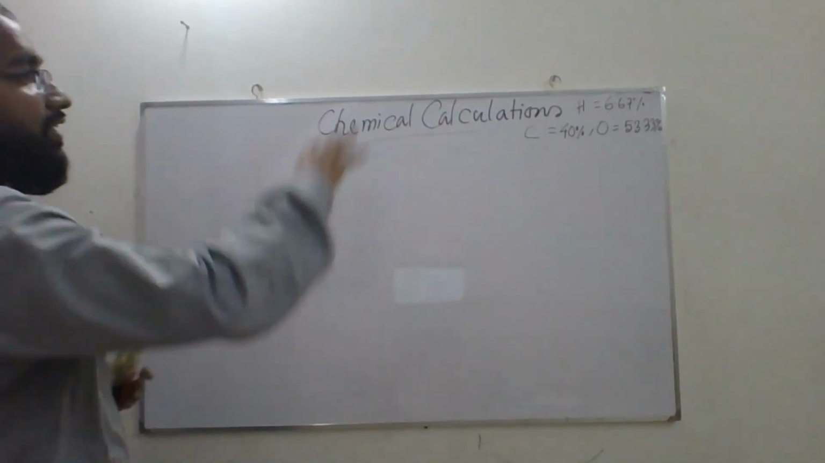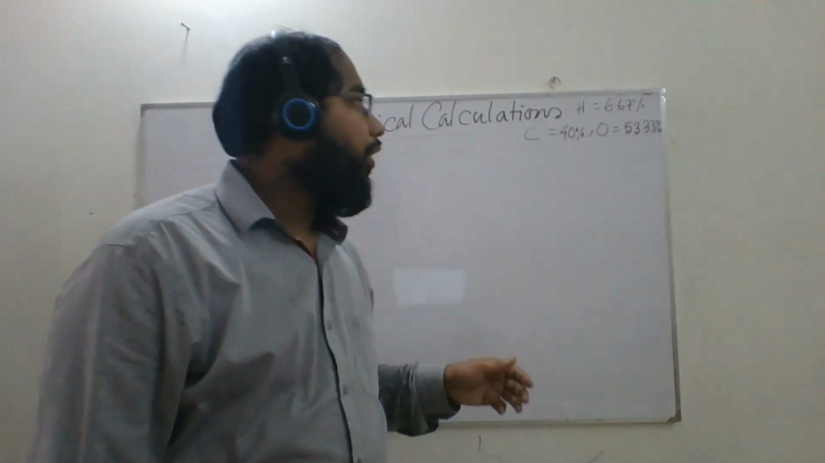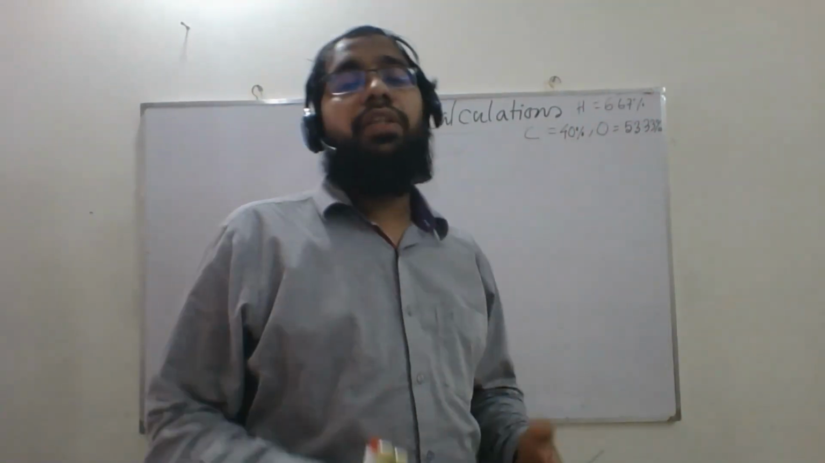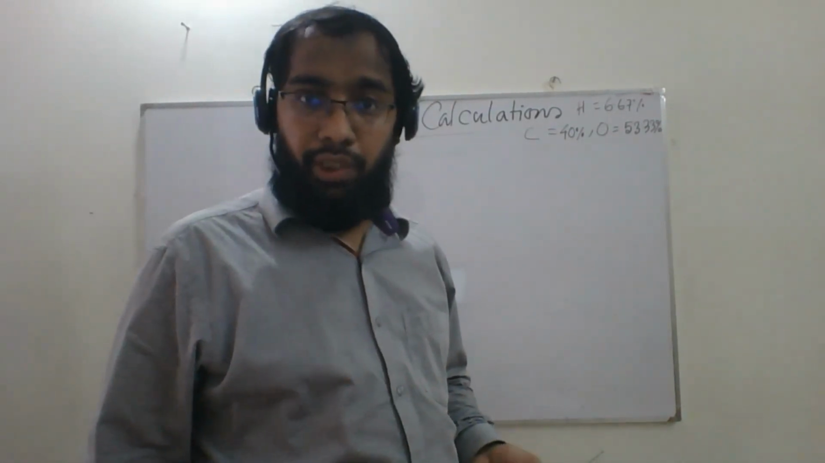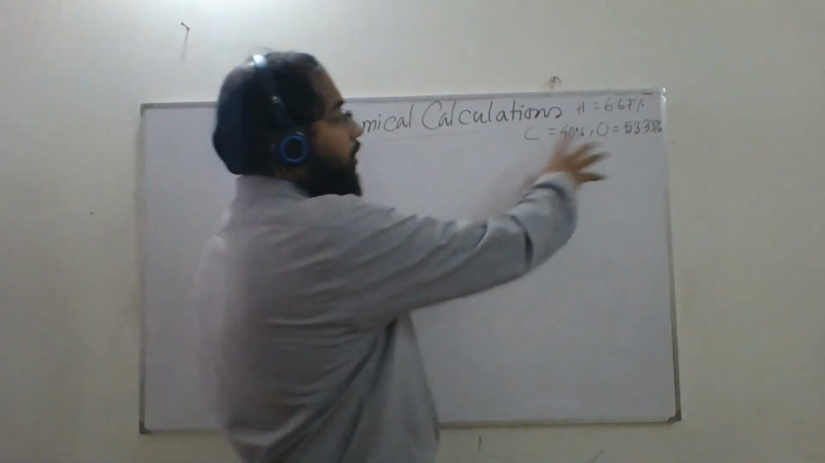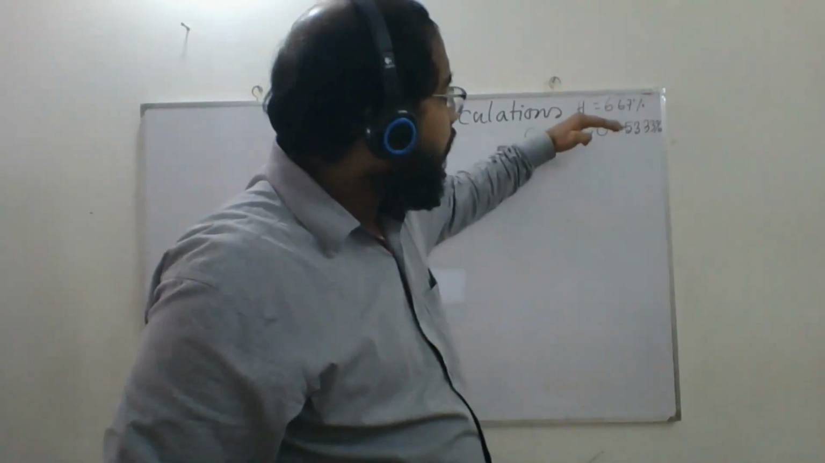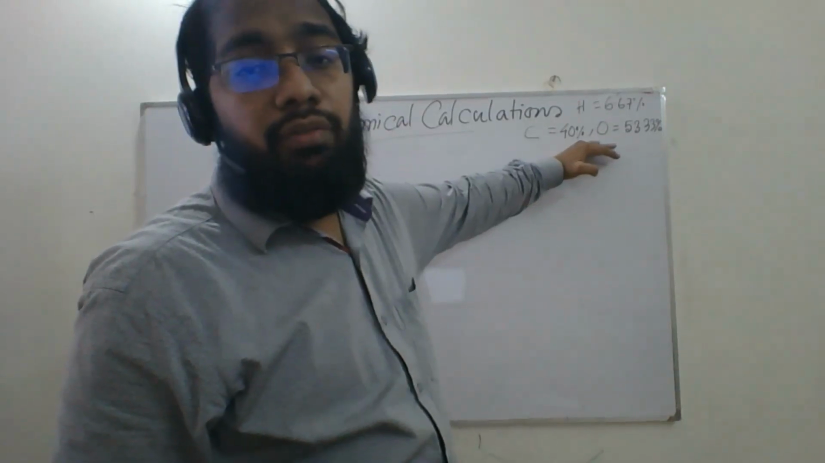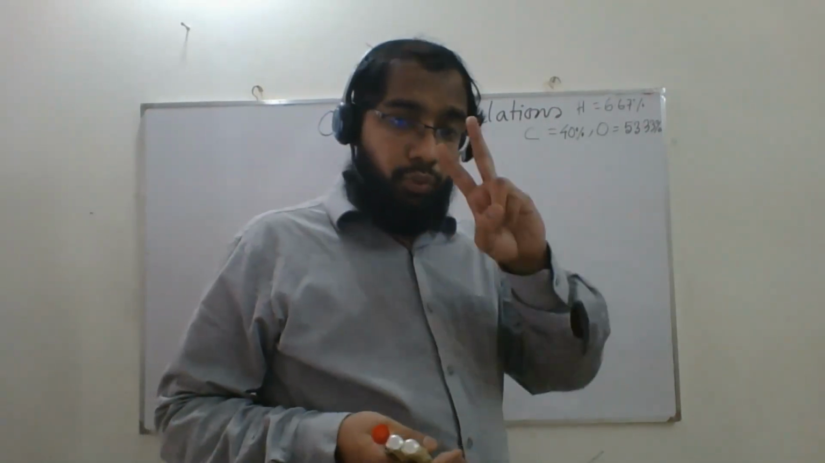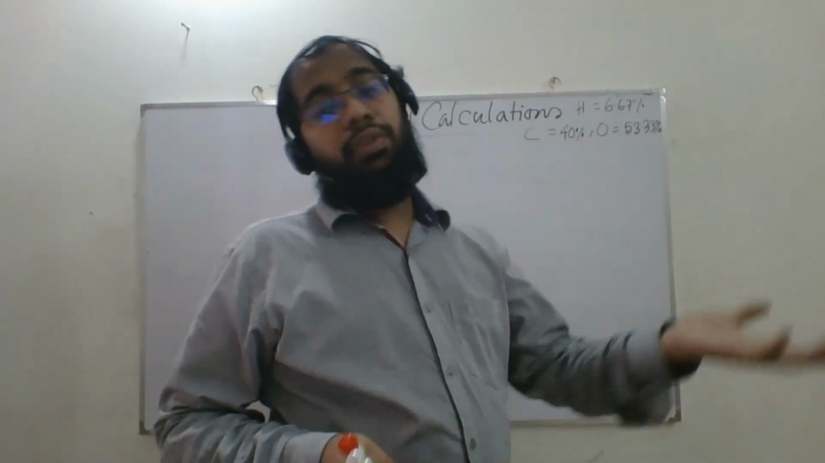Now for this type of problem you may have a question: if a compound has carbon at this percentage, hydrogen this percentage, and oxygen this percentage, then what is the empirical formula of this compound? Okay, this is one type of question. Or if this is the percent composition of a compound and its molecular mass is like 180 gram, then what is the molecular formula? So that means you can get two different types of question: what is the molecular formula, or what is the empirical formula.